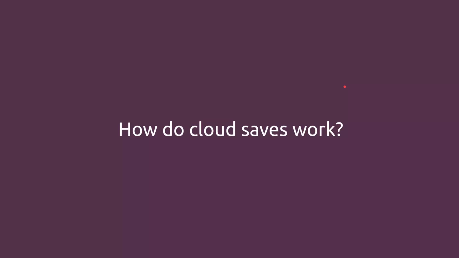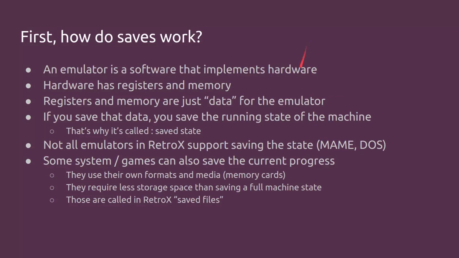Now, how do cloud saves work? This is the second question. First, we need to know how saves work. An emulator that is running on RetroX is software that is implementing hardware. And hardware contains registers and memory. These are two kinds of variables.